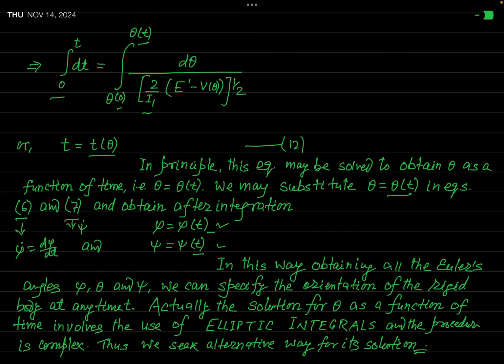In fact, we find that the problem looks to be completely solved, but the solution of theta as a function of time involves the use of elliptic integrals, and the solution of elliptic integrals is very complex, very complicated. So to get the qualitative result in a simple manner, we discuss an alternative way which will deal with the phenomenon in a qualitative manner. But how those problems will be dealt with, we will learn in our forthcoming video.